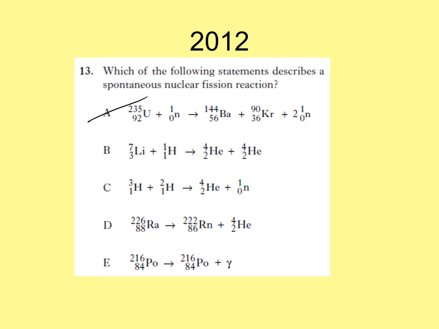Have a look at the other values. In E, we've got a large nucleus, but it's not splitting into smaller nuclei, so that is incorrect. In C, we have two smaller nuclei producing a large nucleus, so that's incorrect. In B, we're producing two helium nuclei from a larger and a smaller, so that's incorrect because that's more like fusion, so the answer must be D.